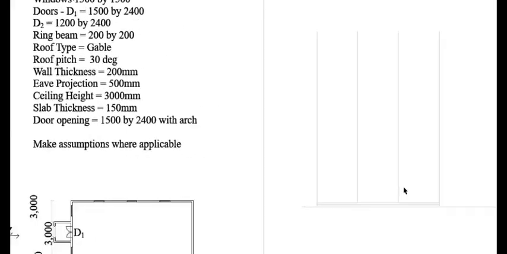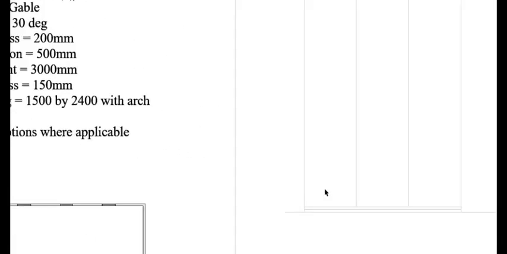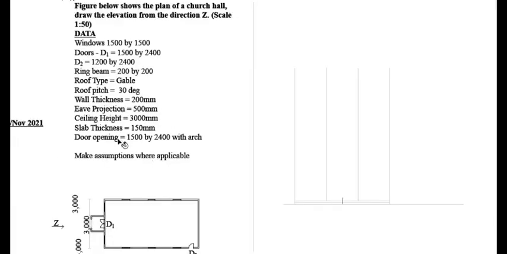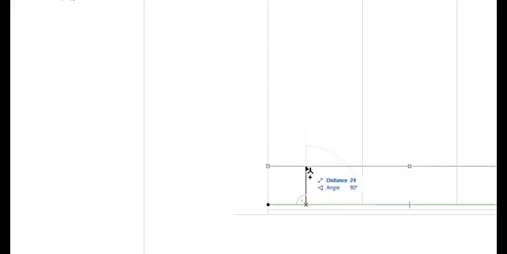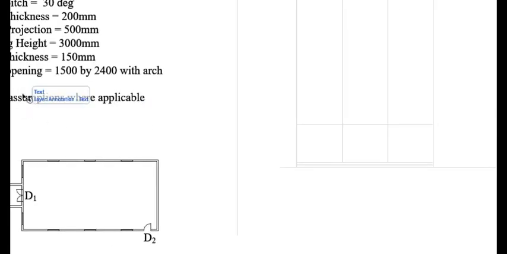The next thing we want to draw is our ring beam. For our ring beam, we are told that the height for the door is 2,400. To the scale it's going to be 48 millimeters. So from the top of your slab, measure 48 millimeters going upwards and draw a straight vertical line. Like that. So that is where the bottom of our beam is going to be.